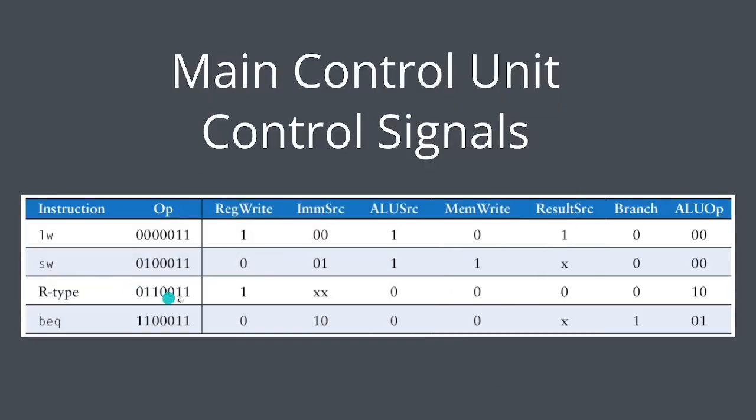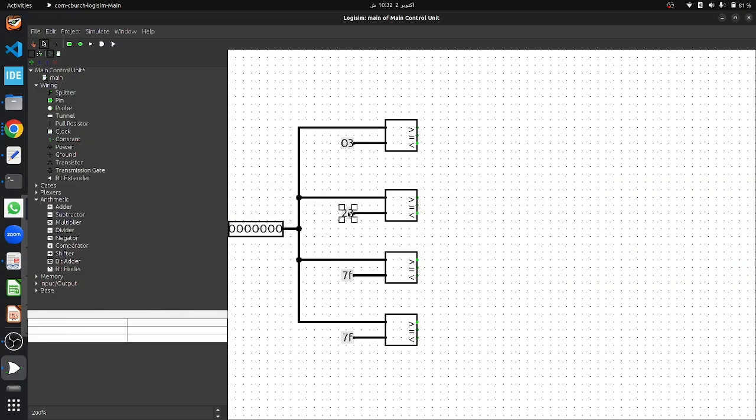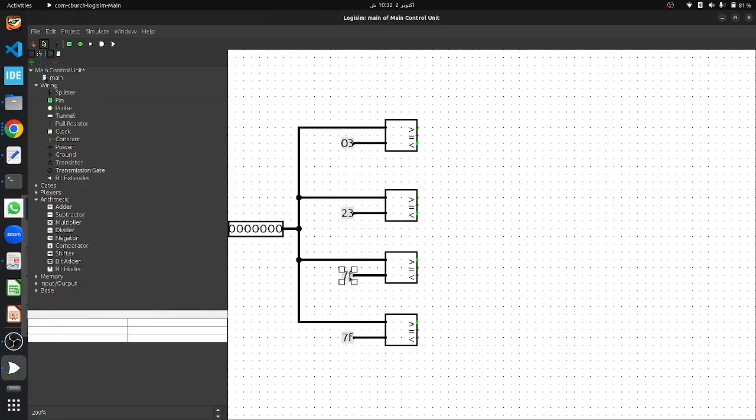Now the second input is for store word, which is 0100011, which makes it a constant value of 2, 3. You can easily say it's 23 also. So now I'm going to change it to 23. Again, if we see here, the R-type opcode is 0110011. So it makes an opcode of 3, 3.